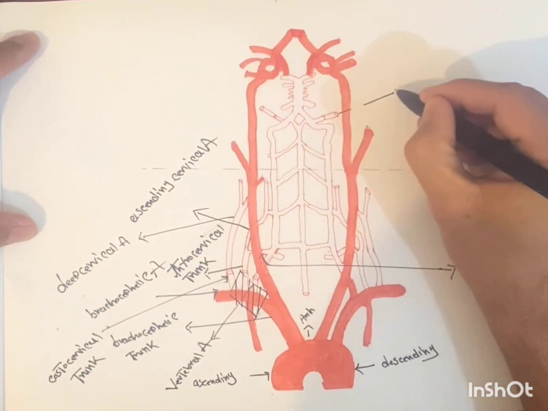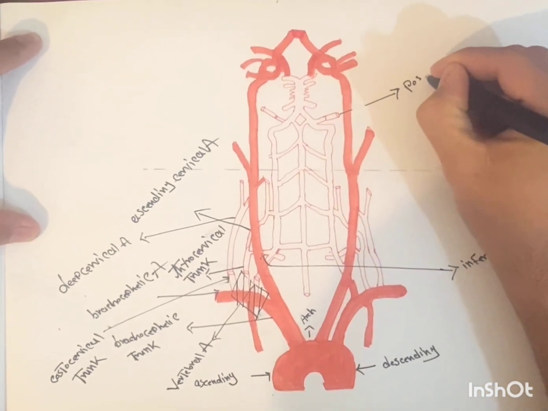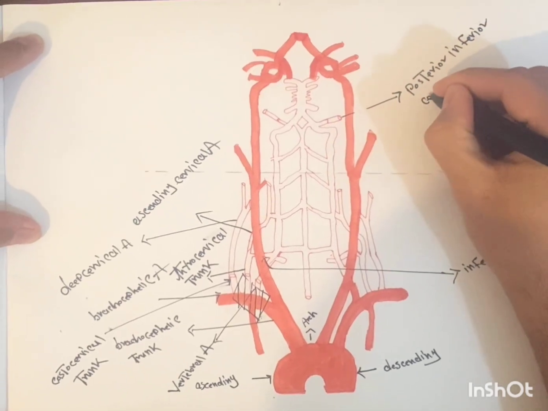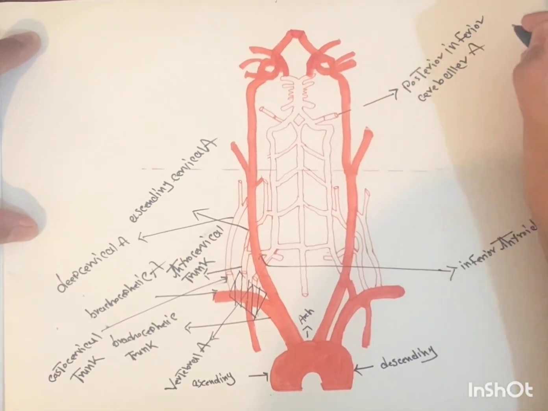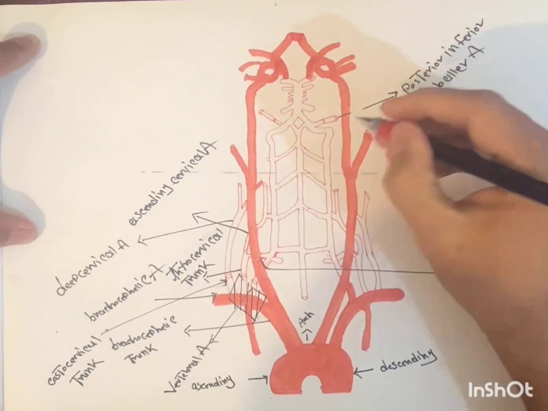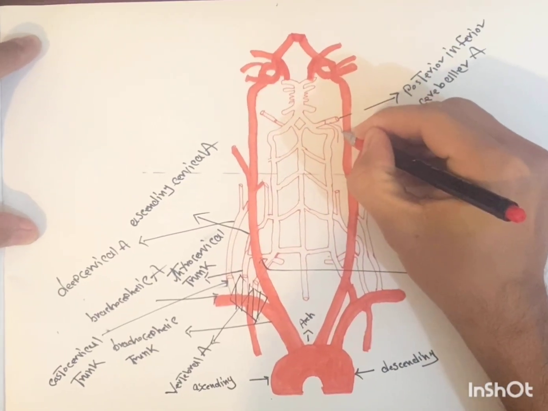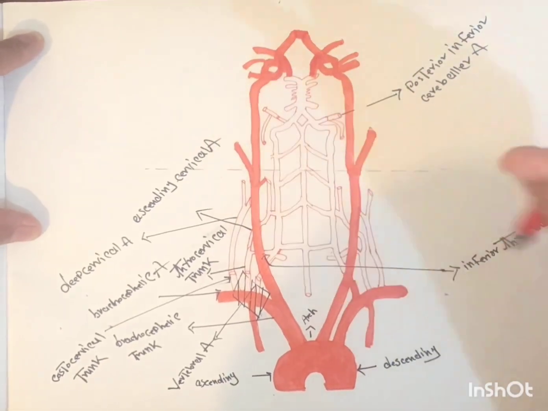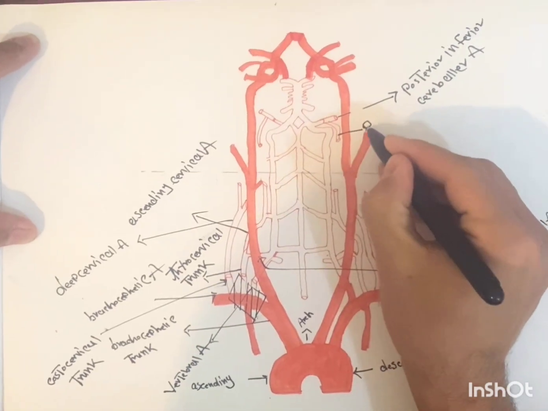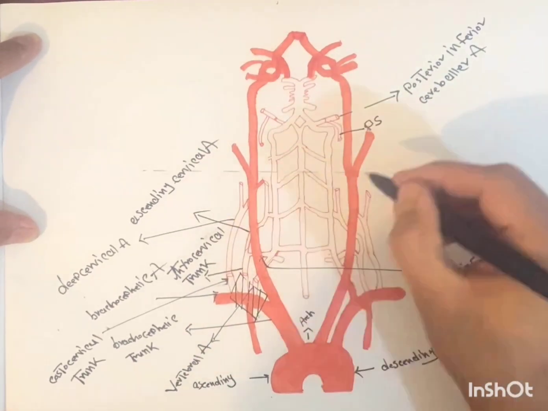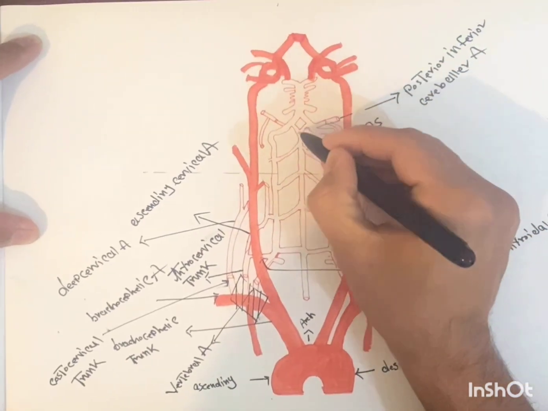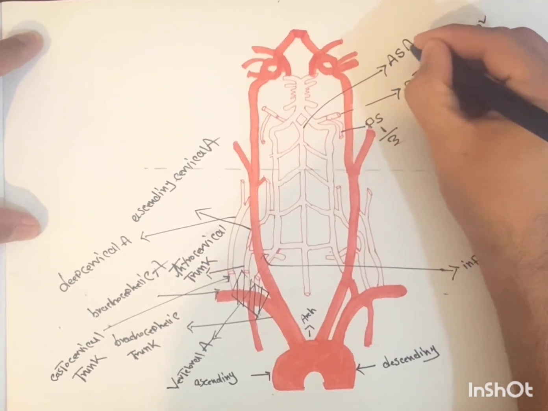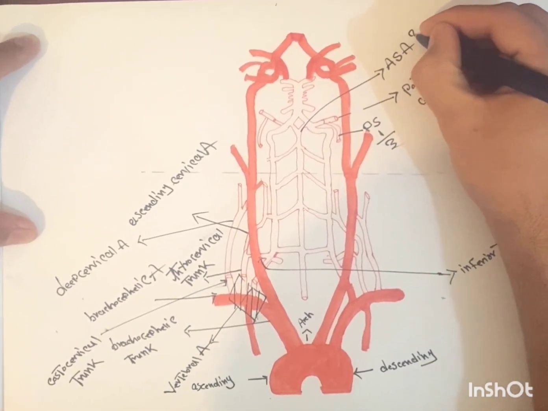It gives the first branch, called the posterior inferior cerebellar artery. From here, another artery originates, which is called the posterior spinal artery. The posterior spinal artery supplies the posterior aspect of the spinal cord, about one third. And then you have another artery here, called the anterior spinal artery, supplying the anterior part of the spinal cord, about two thirds.